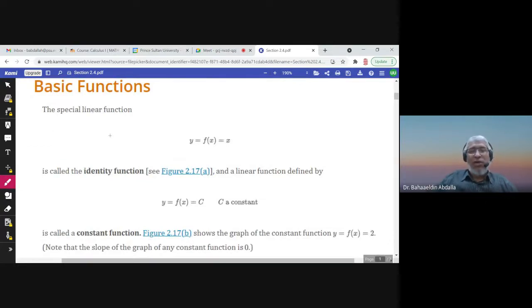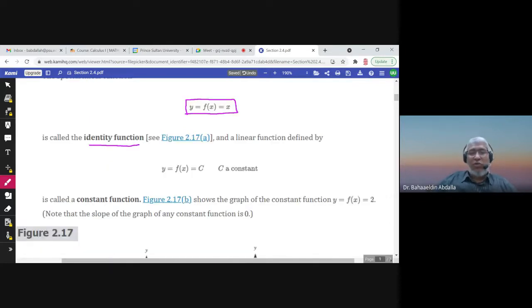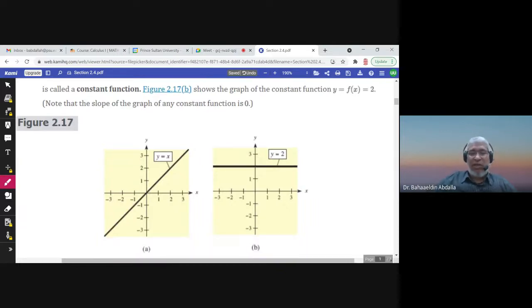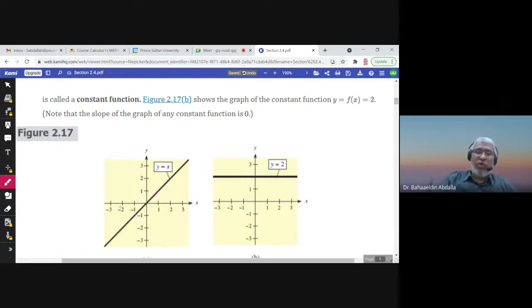Let us start with very basic functions. This function f of x equals x is called the identity function because it sends each number to itself. So f of 1 is 1, f of 2 is 2, f of -1 is -1. So the graph of this function is this line. It's a straight line, y equals x. It passes through the points 0, 0, 1, 1, 2, 2, -1, -1, and so on.